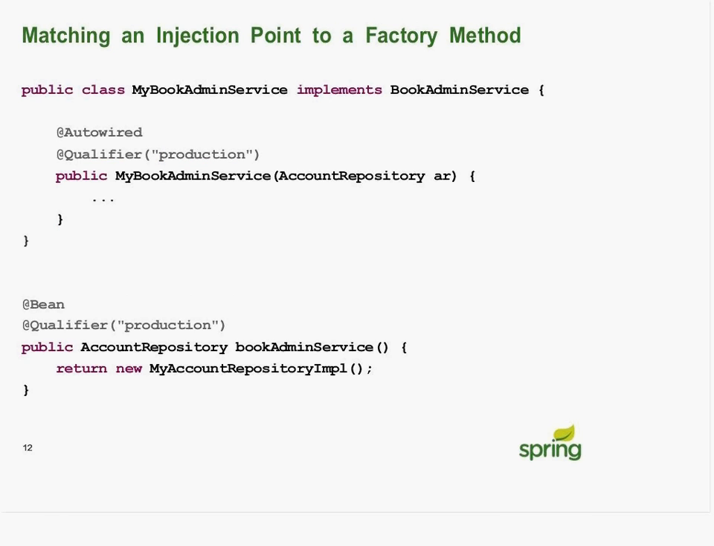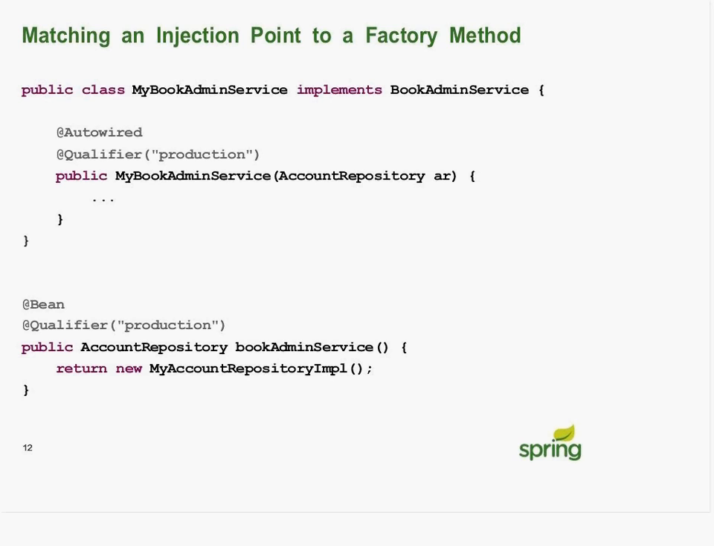A general point that I find important to make is how do we actually match an injection point against factory methods? Well, it's very similar to how we match it against a regular target component class. But if you look at the example here, you basically see it in action. There's the book admin service again. It wants an account repository. It says, I want it with a qualifier production.